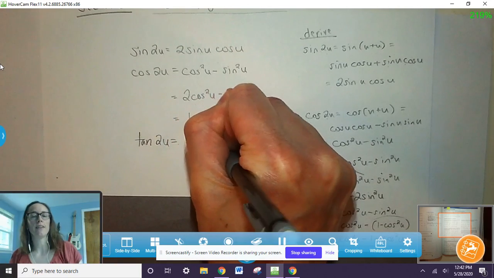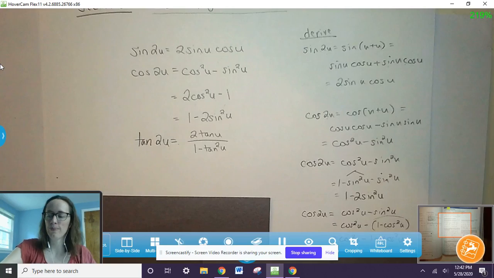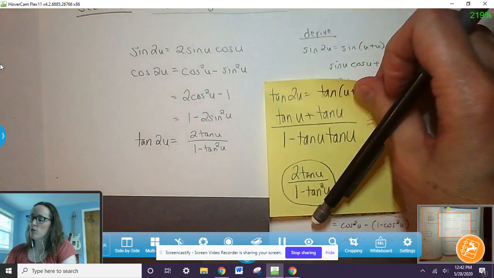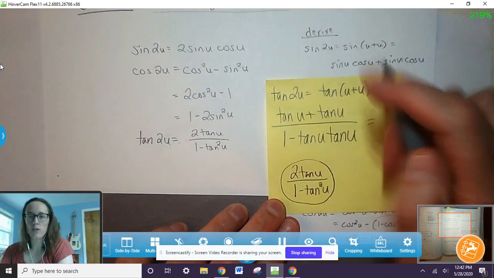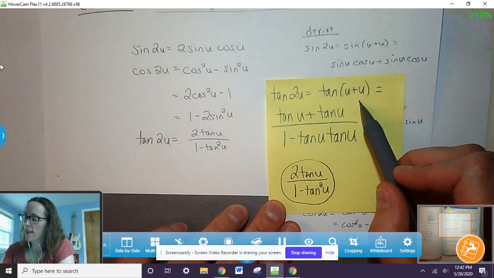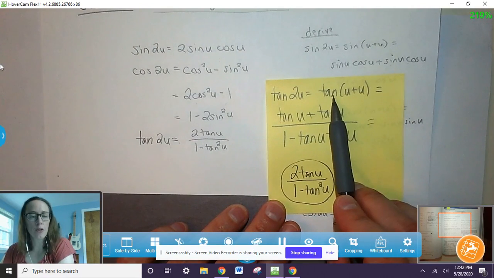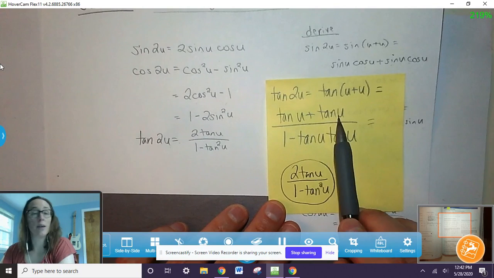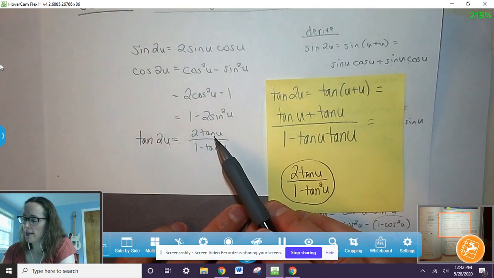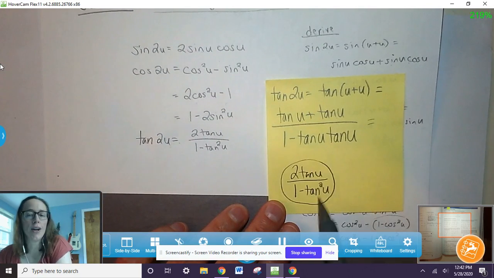Did you get 2 tan u over 1 minus tan squared u? Here's how that happened. So 2u, again, can be written as u plus u. And then if we expand using our tangent angle sum formula, we get tan u plus tan u. That makes 2 tan u. And 1 minus tan u times tan u makes tan squared u down in the denominator. So that's your tangent double angle formula.